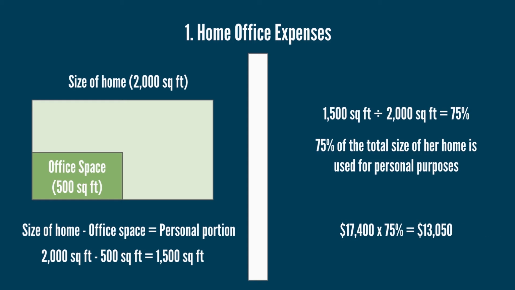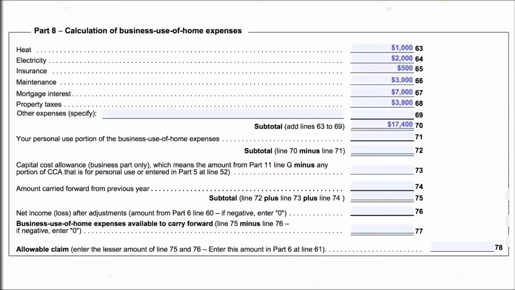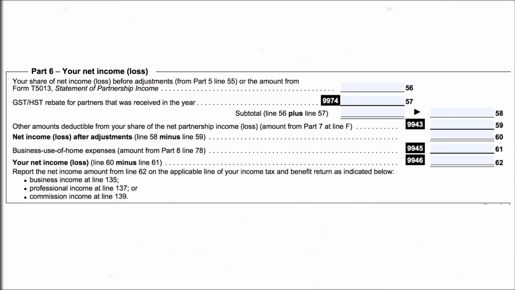If we multiply her total home office expenses of $17,400 by 75%, we get $13,050. Enter $13,050 as your personal use portion of the business use of home expenses on line 71. The difference of $4,350 represents the tax deduction Miss Oscar can claim for her home office expenses. As a final step, enter the home office deduction of $4,350 on Part 6, line 61.